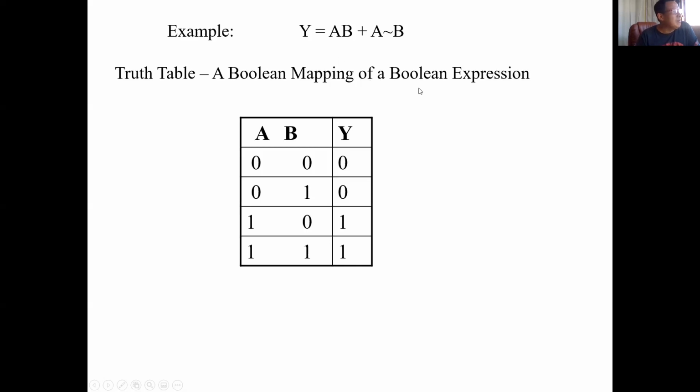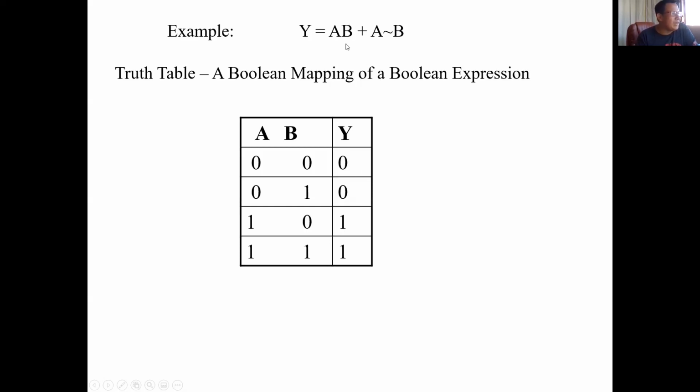Okay. So this is the truth table of this expression. You have 0, 0. Y is 0. 0, 1. Y is 0. 1, 0. Why 1, 0? Because A not B, where A is 1 and B is 0, so this is 1.